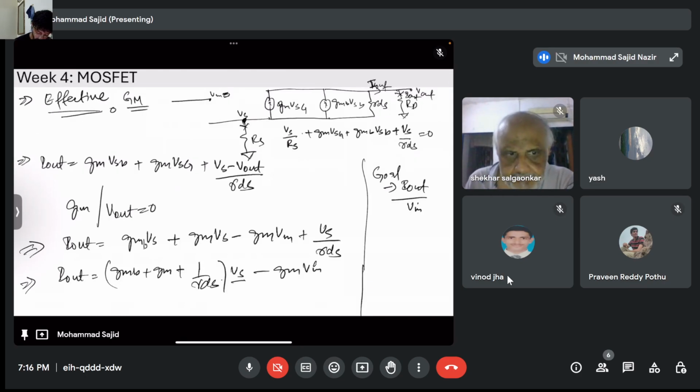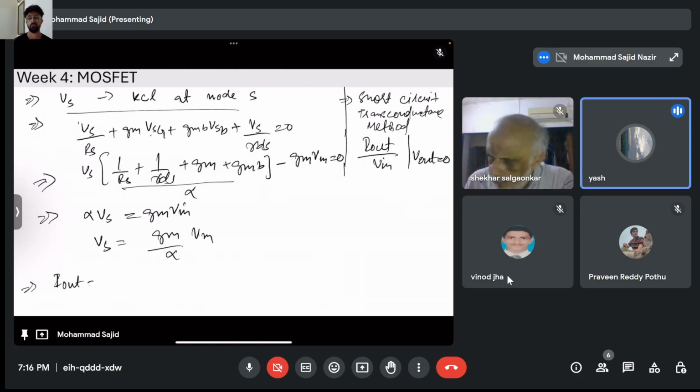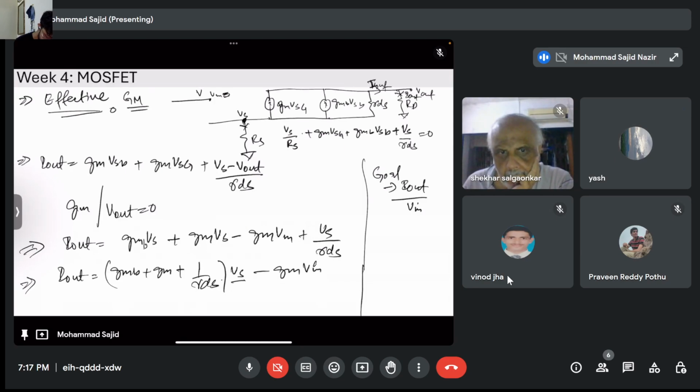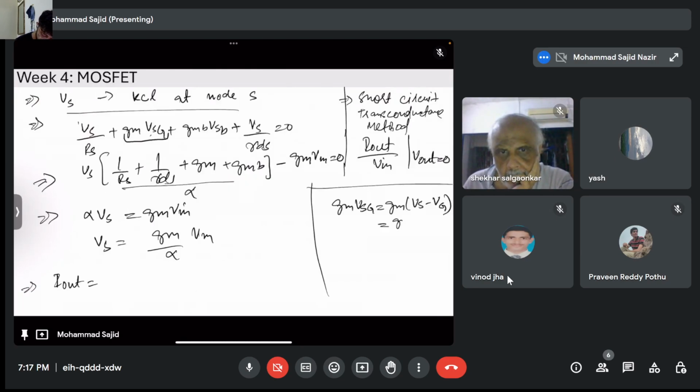So my I out, so yes. Where did we get that minus Gm V in term from? Okay, this is from this term here, Gm Vsg. Gm Vsg is Gm times Vs minus Vg, right? And Vg is V in, right? So this is Gm Vs minus Gm V in, right? Yeah, got it. Okay, so the output is now Gm by alpha V in multiplied by this term.